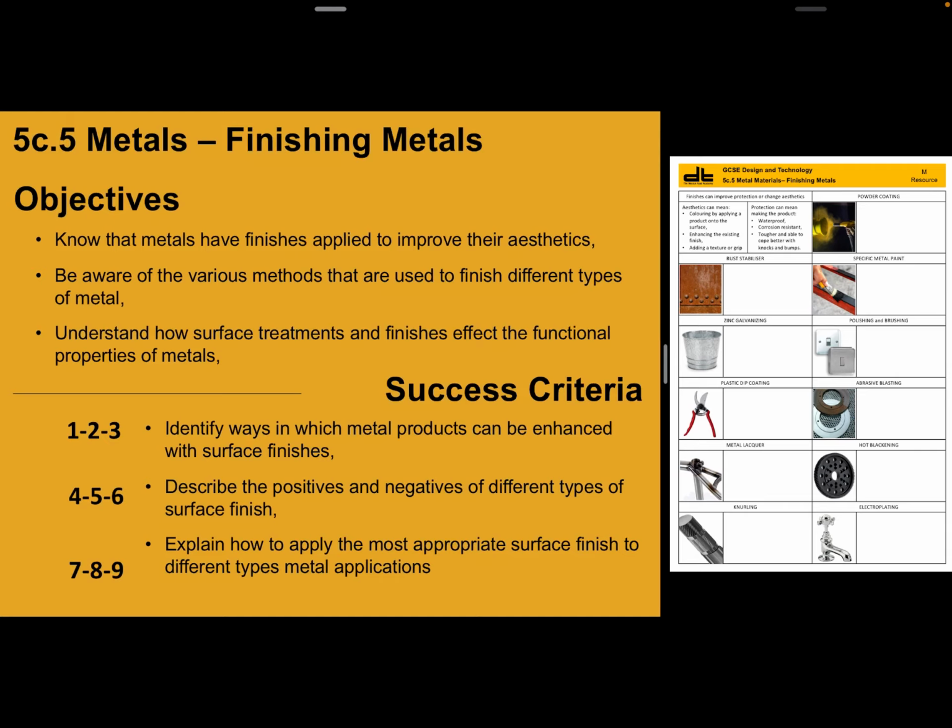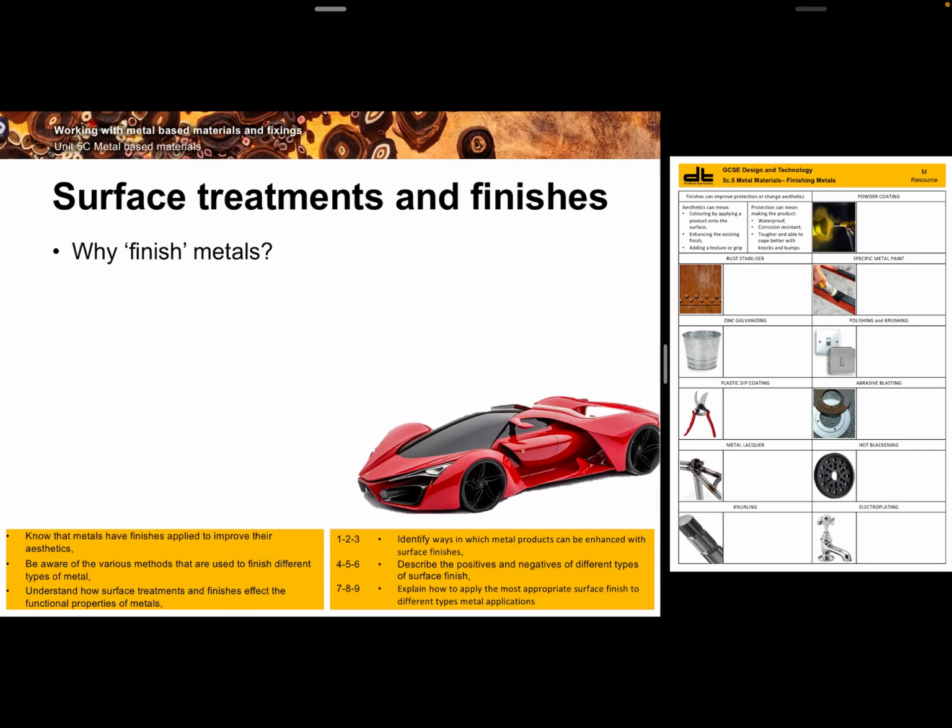Grades 1, 2 and 3, you'll be able to identify ways in which metal products can be enhanced with surface finishes. 4, 5 and 6, you'll also be able to describe the positives and the negatives of different types of surface finish. 7, 8 and 9, you'll also be able to explain how to apply the most appropriate surface finish to different types of metal applications.